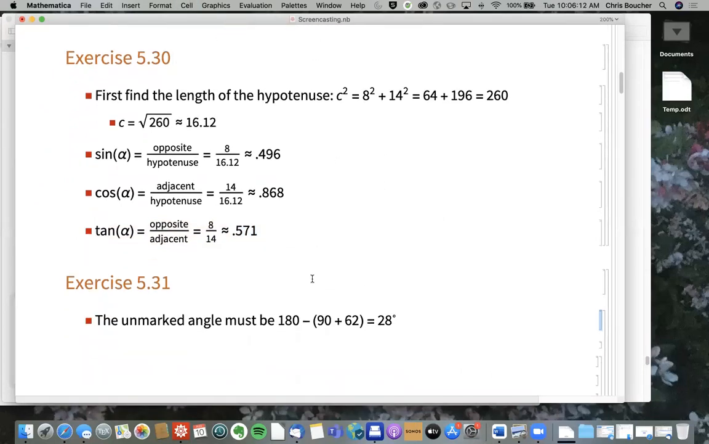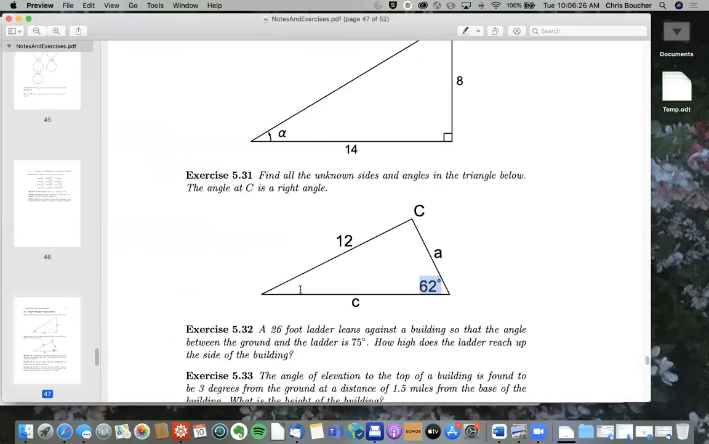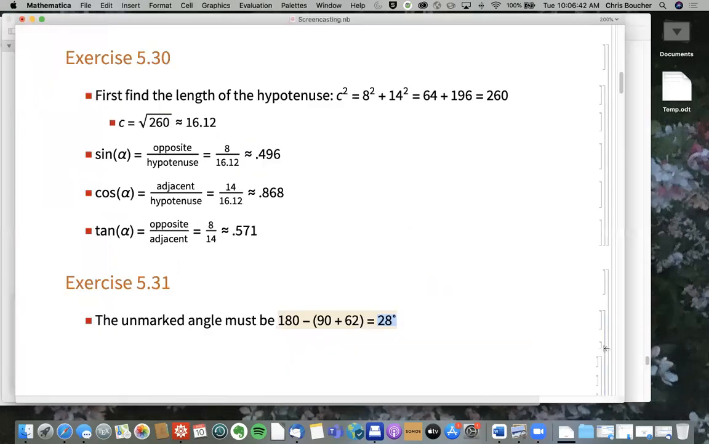Yes, the unmarked angle must be this quantity, right? The angles have to add up to 180. So 90 plus 62 is 152. And that means the other one has to be 28 in order for them to add up to 180. Okay, so this is a 28-degree angle, and now I can use sine, cosine, and tangent to figure out the values of A and C that are missing. Remember, this is a right triangle, and the right angle is up here at the top. So there are multiple ways of going about this.